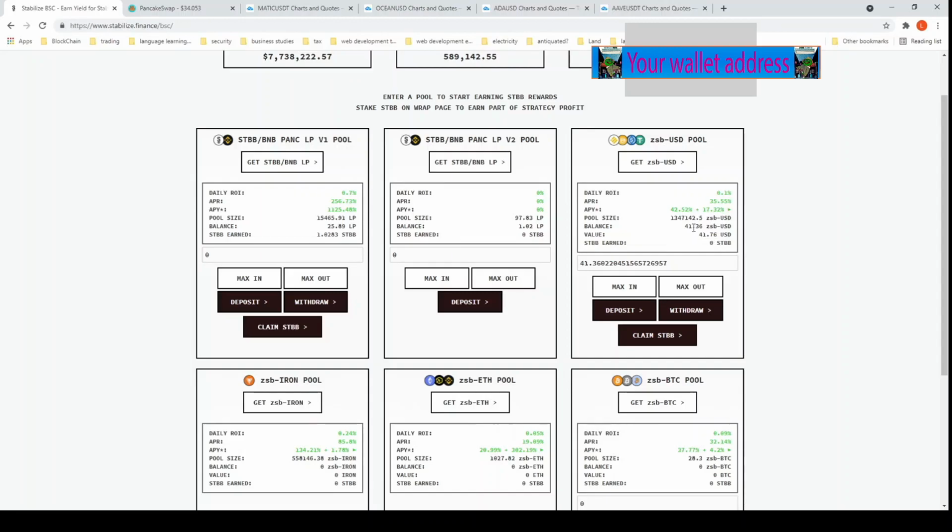But what we're actually looking at here is, if we do the math, you don't take 41.36 ZSB and then multiply it by 35%, because that's not going to give you the actual value of what's going on here. Instead, we want to take the US dollar value of 41.36. It's just a staple in the mathematics. And then we want to multiply that by 0.35 and then figure out how many STBB that's worth.